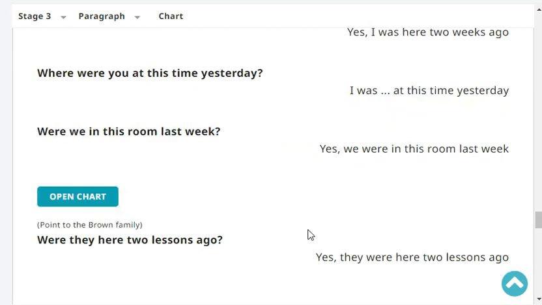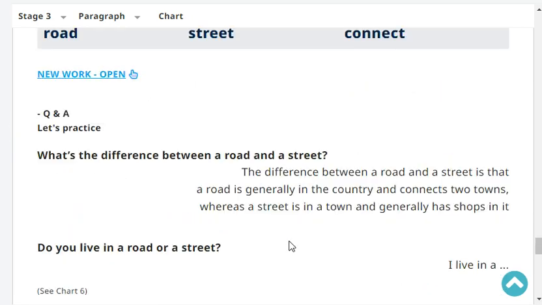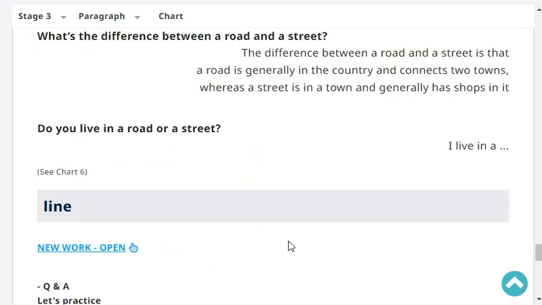Road, street, connect. Very good. What's the difference between a road and a street? The difference between a road and a street is that a road is generally in the country and connects two towns, whereas a street is in a town and generally has shops in it. Do you live in a road or a street? I live in a street.